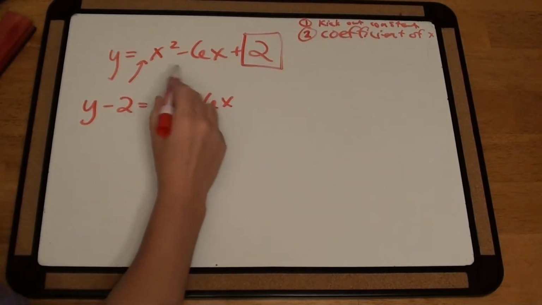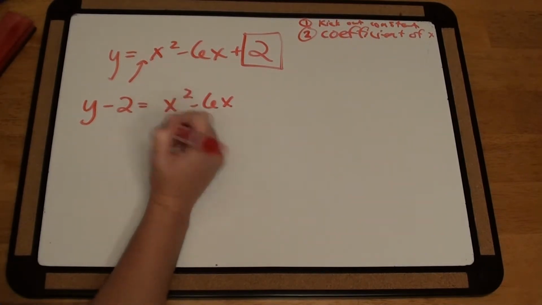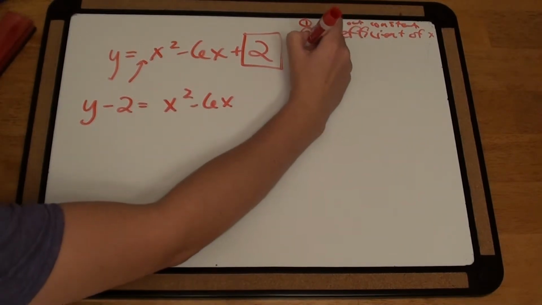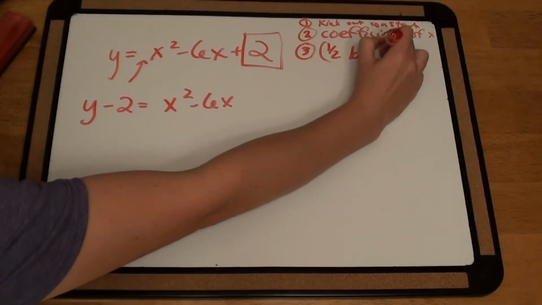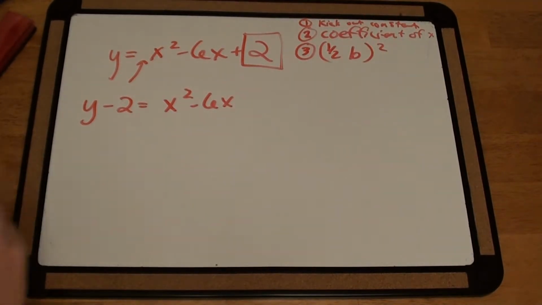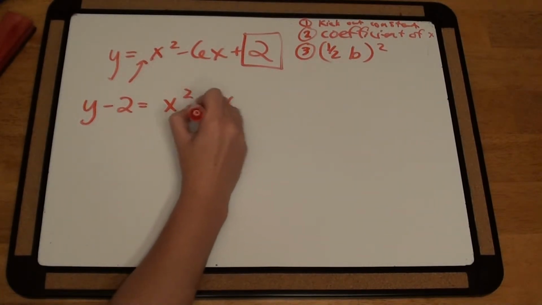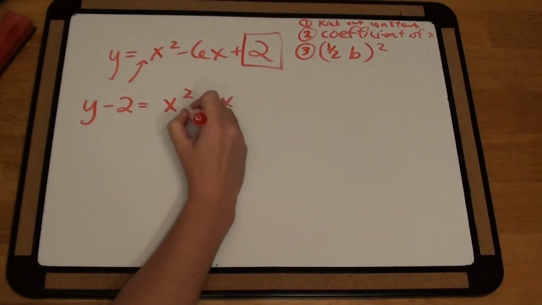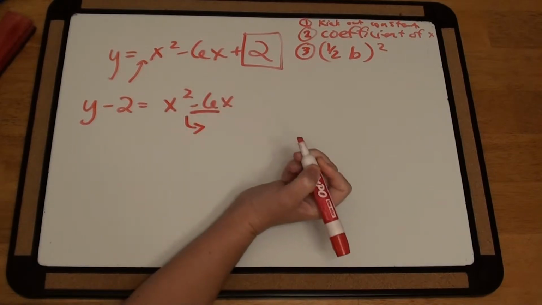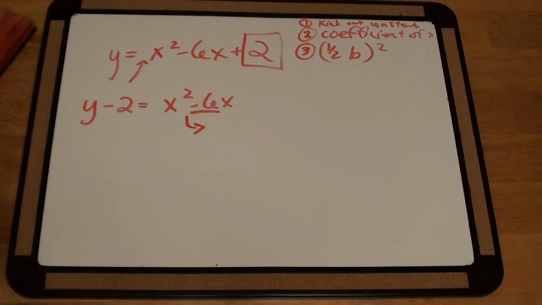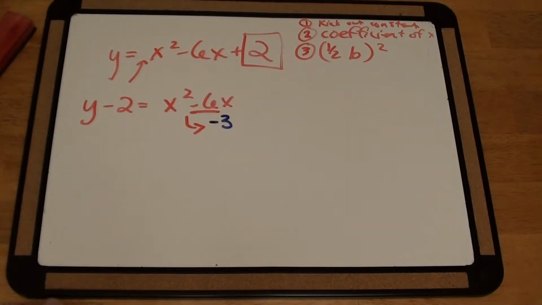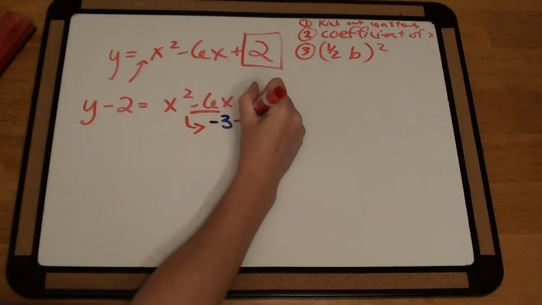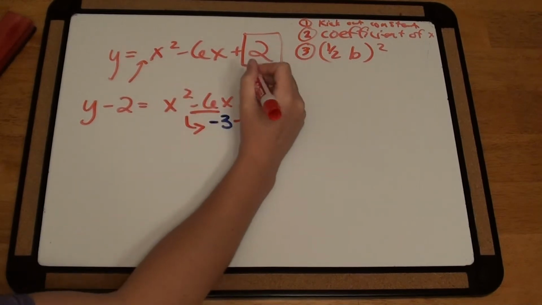Second, I need to make sure the coefficient of x is 1. It is right now. 3, I take half of b and I square that. All right? So this is b right here. I'm going to take half of that, and I always write it down this way because I think it's easier later on. So half of that is negative 3. Okay? Then I'm going to square that, and I'm going to add it to this side.